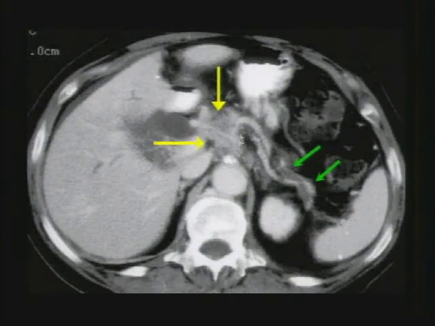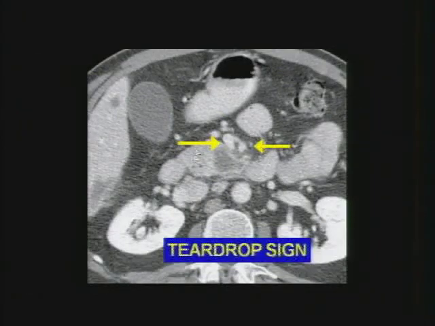This is a larger cuff, and you can see more extensive soft tissue encasing the celiac trunk and the branches. This is another sign of unresectability, where we have a mass, and you can see that there's actually tethering of the SMV and the SMA posteriorly, and this is called the teardrop sign.